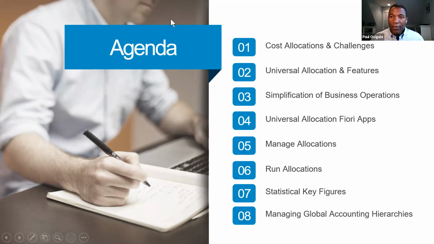As Jess said, this session is on Universal Allocation. I'll talk about what it is, and some of the topics we'll go through are the cost allocation challenges currently, the features of Universal Allocation, the simplification of it, the Fiori apps that are available with it, managing allocations, running allocations, and how it intersects with statistical key figures and managing global accounting hierarchies.